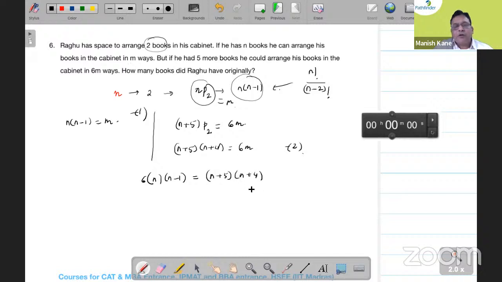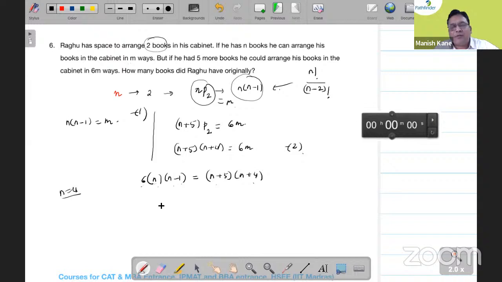If there were options, you could have just substituted the options, but you don't have options. So try putting in some simple numbers here. You can't put 1, right? n can't be 1. So if you put n is equal to 2, you get 6 times 2 is 12, but on the right hand side, you will get an answer that is greater than 12. Put n is equal to 3, you will get 3 times 2 is 6, 6 times 9 is 54 on the left hand side, and 8 times 7 is 56 on the right hand side. Again, not possible. What about n is equal to 4? 4 times 3 is 12, times 6 is 72, and 9 times 8 is 72. So n must be equal to 4.